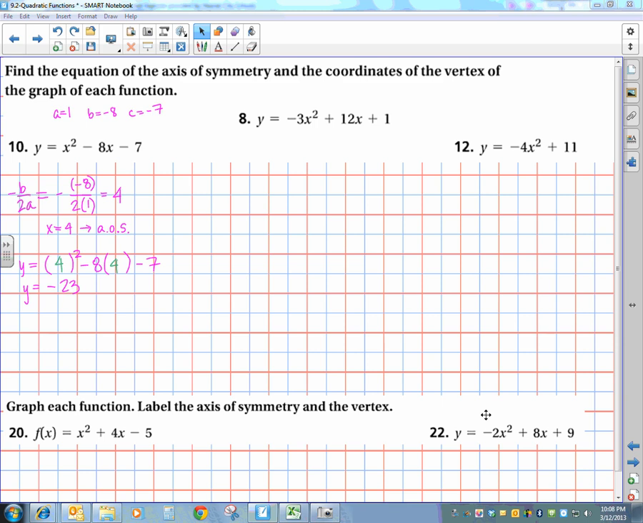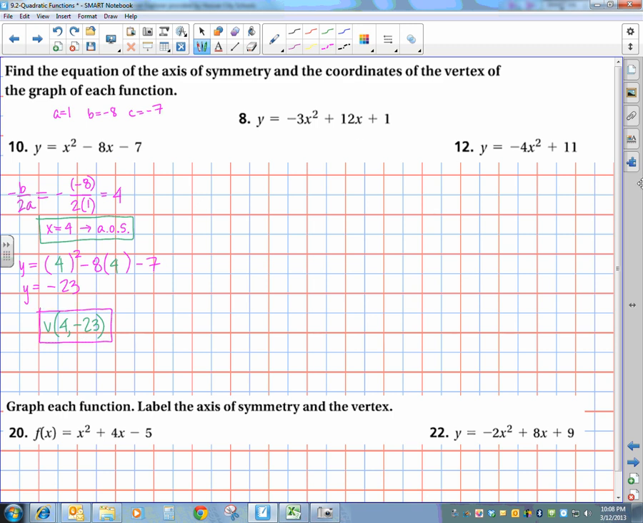And before we jump into that, we read the directions again and find out that we do not have to graph it. All we have to do is find the axis of symmetry, which we did right here, and the coordinates of our vertex. And my vertex, there's the x coordinate of my vertex, and there's the y coordinate. So it is 4, negative 23. So that's all we have to do.